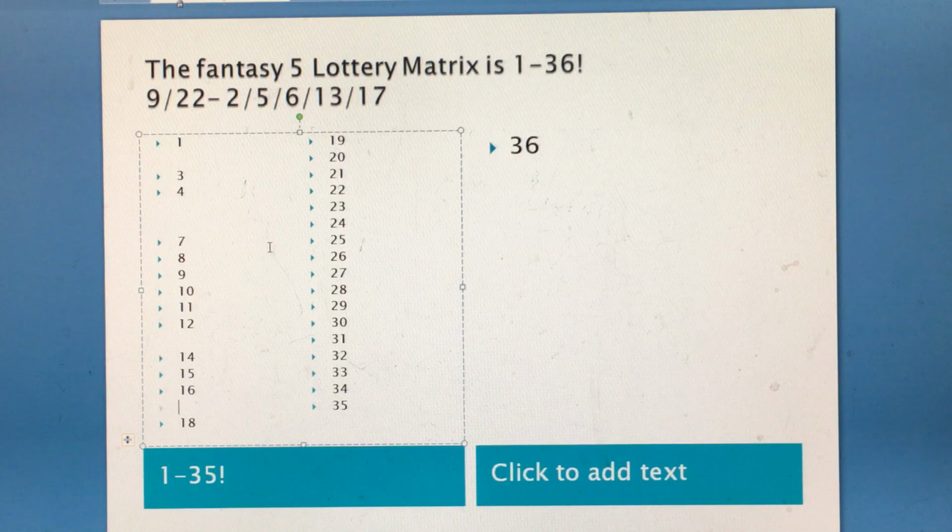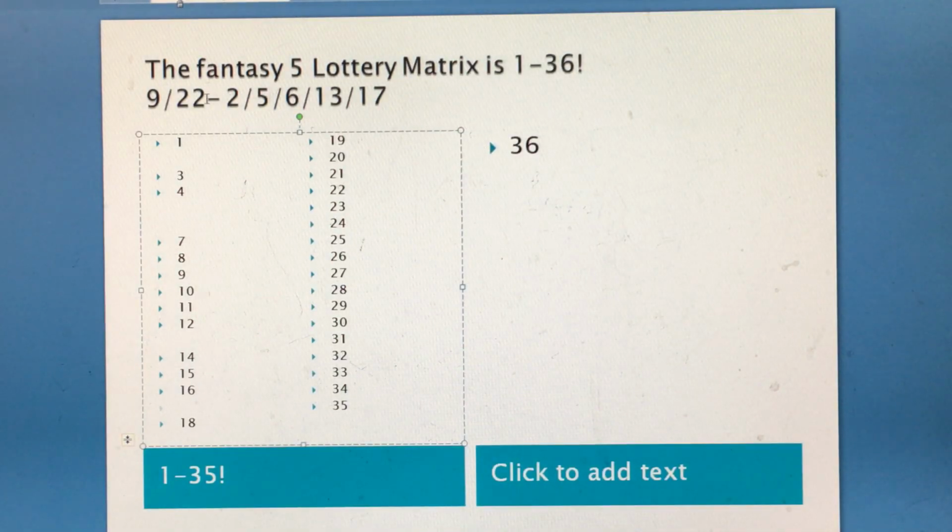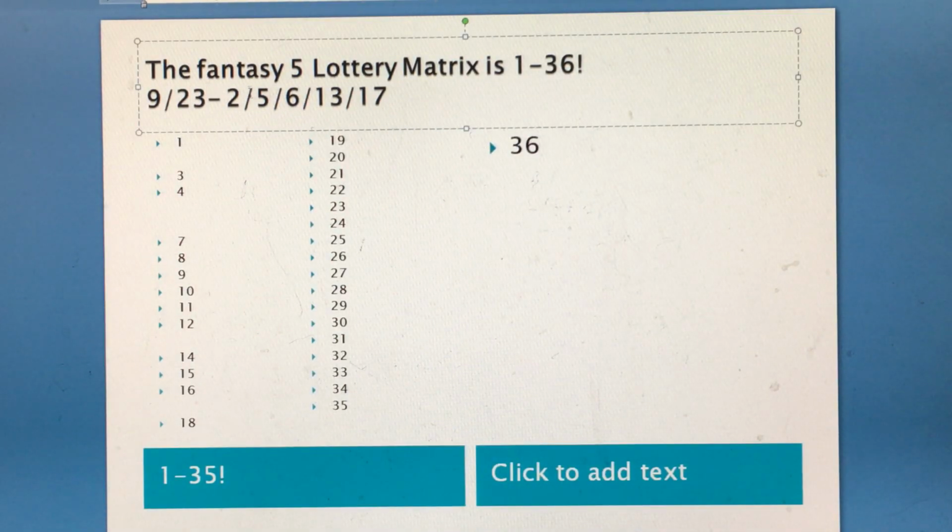So now for round 2 will be the 6, 19, 22, 24, and 30. So with the 31 matrix, you have a better chance of hitting that draw.